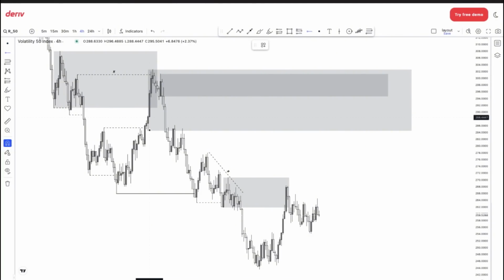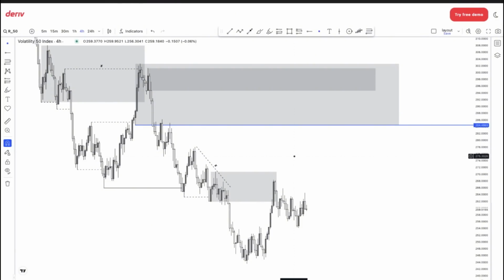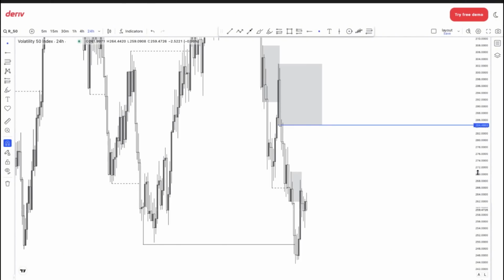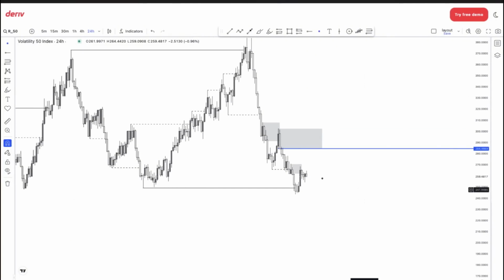I'll be looking to target the daily time frame order block, because price would have pulled back to a significant area on the daily time frame, because we do have this internal range that we are currently trading within. So right now, that's the main reason why I'm looking to buy into that point of interest there.